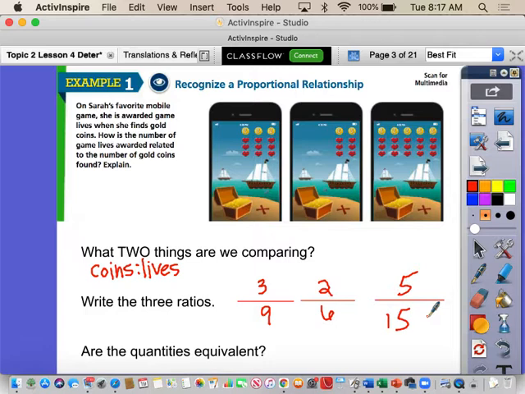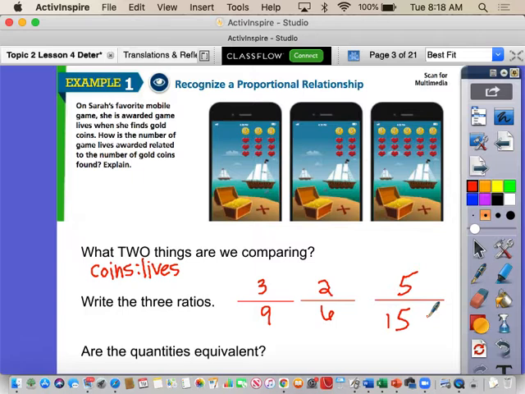3, 6, 9, 12, 15. That's fine. Okay, so my three ratios are 3 to 9, 2 to 6, and 5 to 15. Are those ratios equivalent? Yes. Okay. Carter, how do you know they're equivalent? Because every single one is multiplied by 3. Gotcha. Carter said we can multiply by 3. What are you multiplying by 3 to get the other thing?